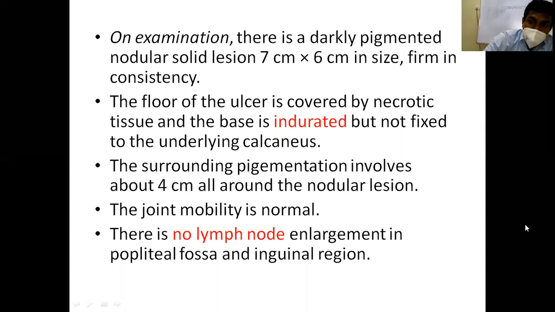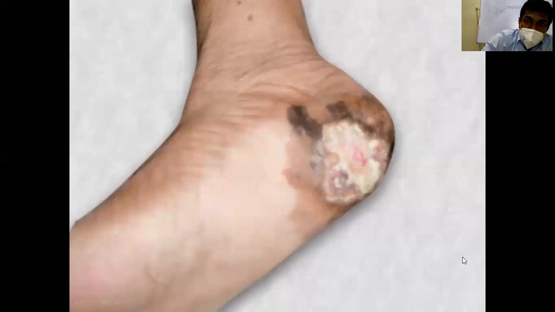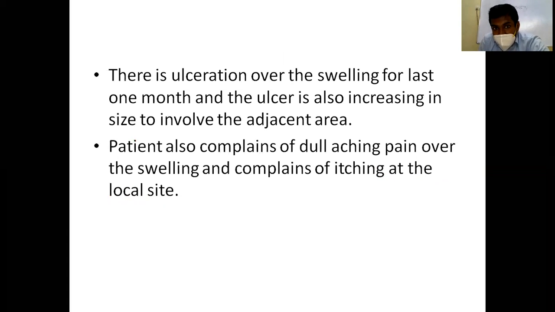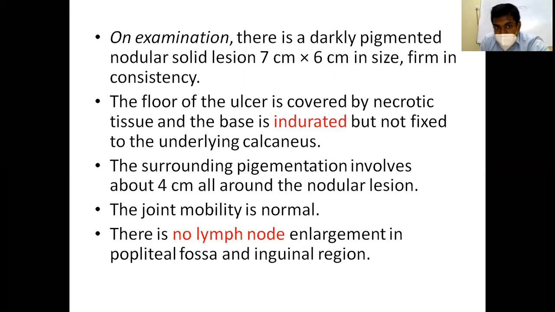So once again, this is a 50-year-old patient, history of 1 year, with rapid growth in the last 2 months. So that is one important factor. There is pigmentation, that is also an important factor, and there is rapid growth of the ulcer for the past 1 month, and the patient complains of dull aching pain. On examination, it is darkly pigmented, present on the heel pad, 6 to 7 centimeters. It is covered by necrotic tissue, and there is no lymph node involvement.